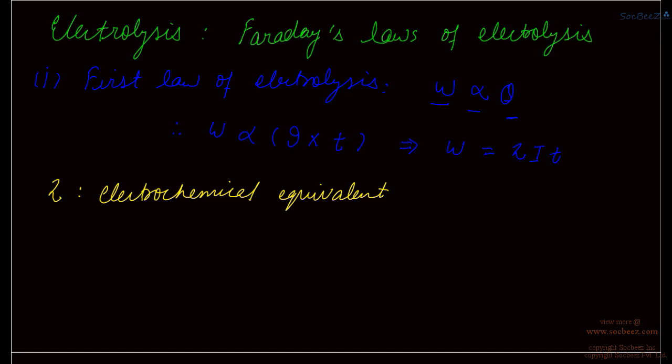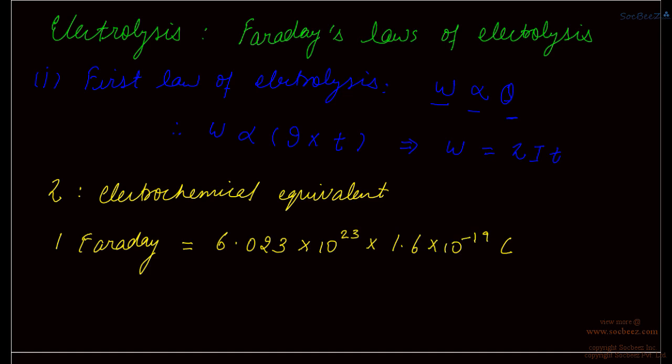Now, 1 Faraday is the quantity of charge carried by 1 mole of electrons. 1 mole of electrons is 6.023 into 10 raised to the power 23, multiplied by the charge carried by 1 electron, which is 1.6 into 10 raised to the power minus 19 coulomb. So 1 Faraday is 96500 coulomb. This value is approximate, remember.